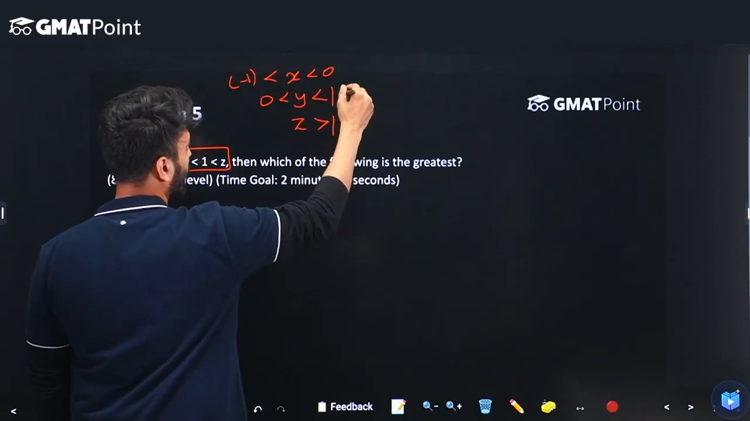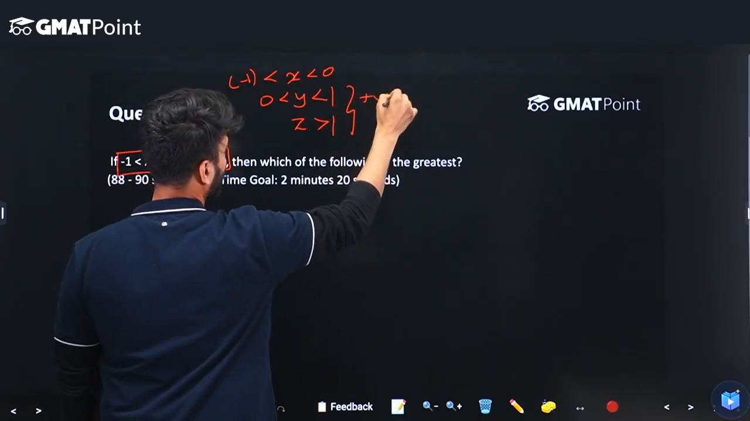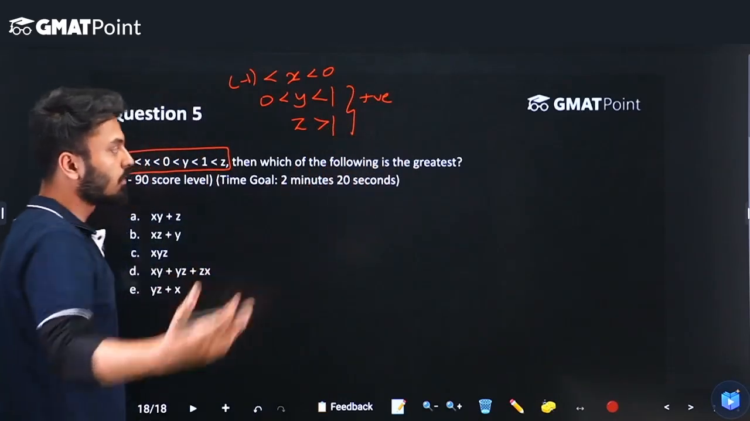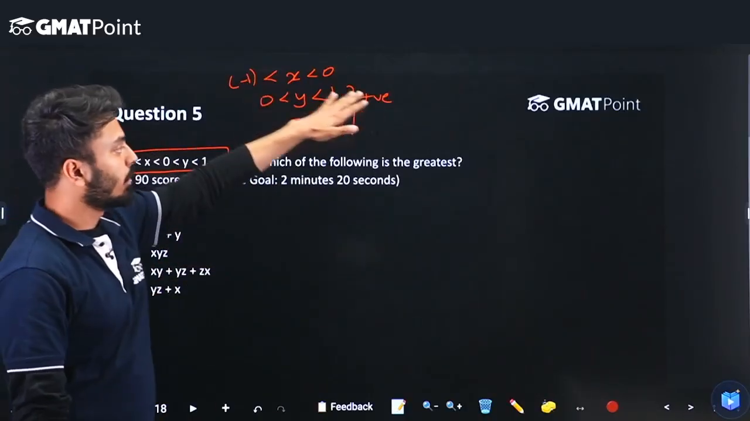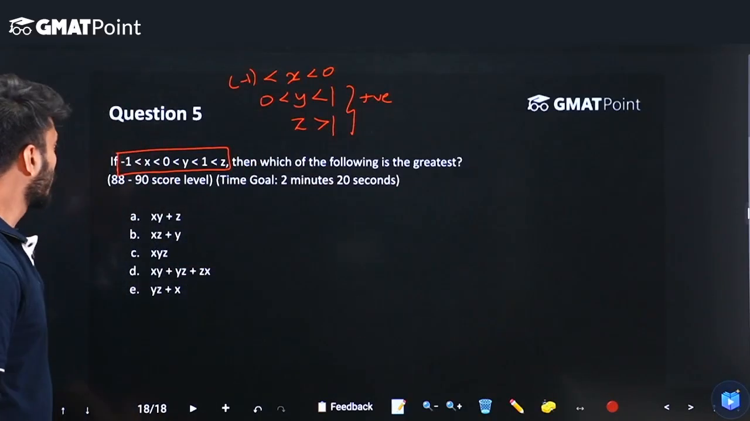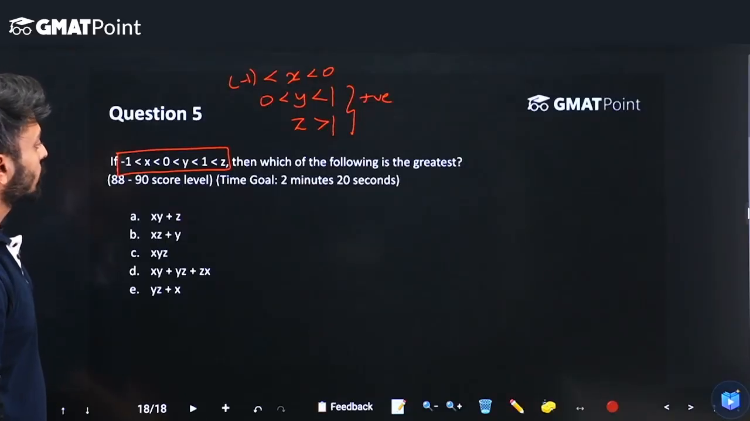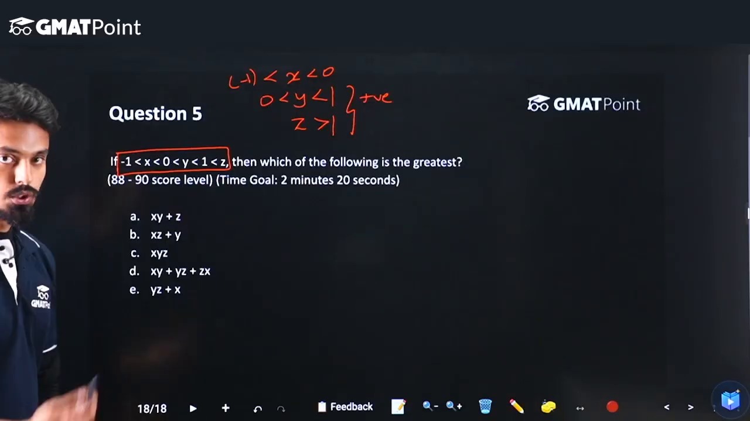So I know that y and z are positive. z has a value greater than 1, y lies between 0 and 1, and x is negative with magnitude between 0 and 1. Okay, now let's look at the question. Which of the following is the greatest? Again, we'll use the same approach.